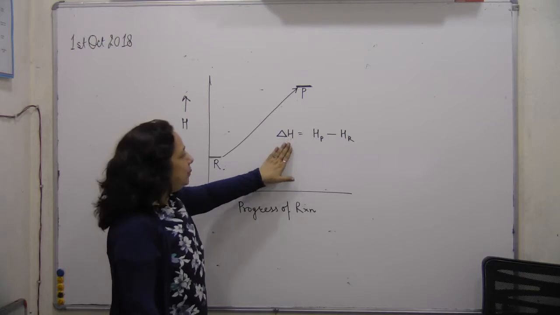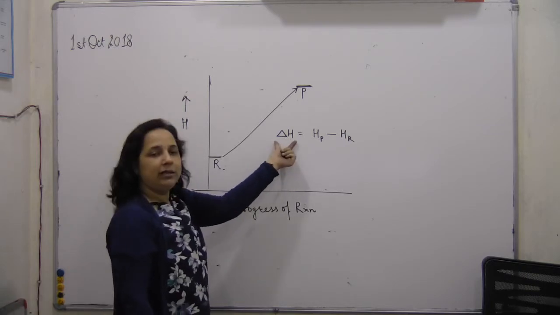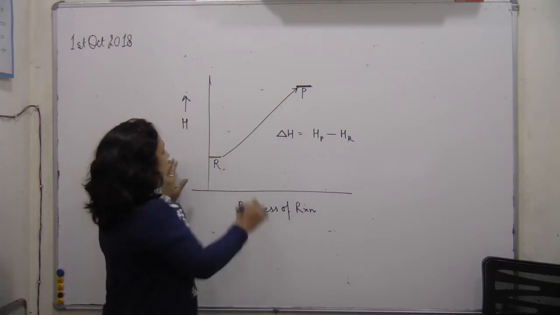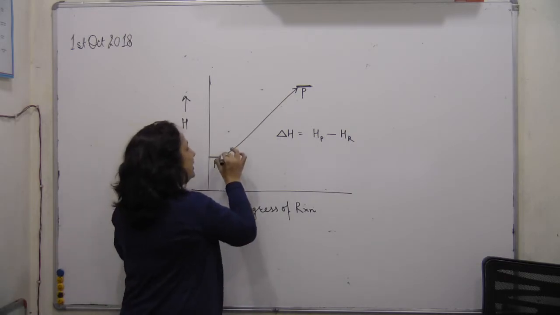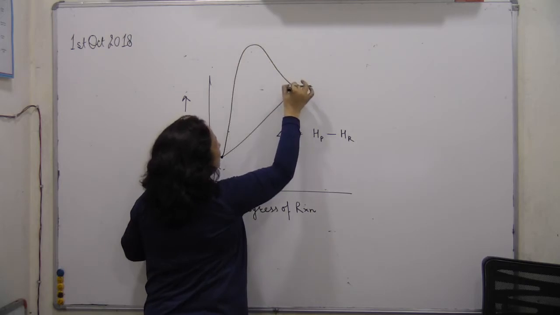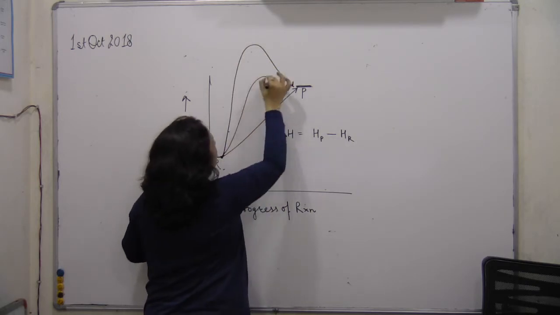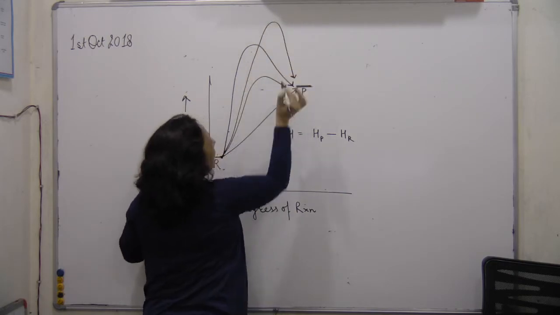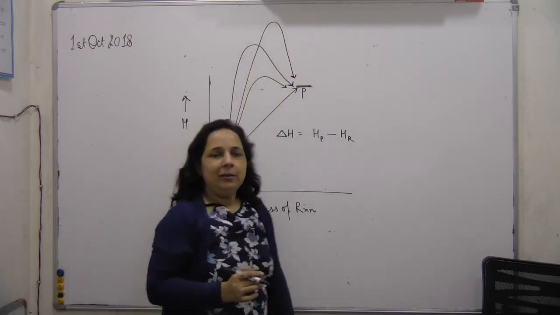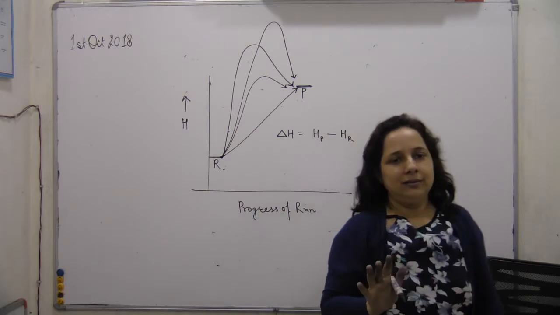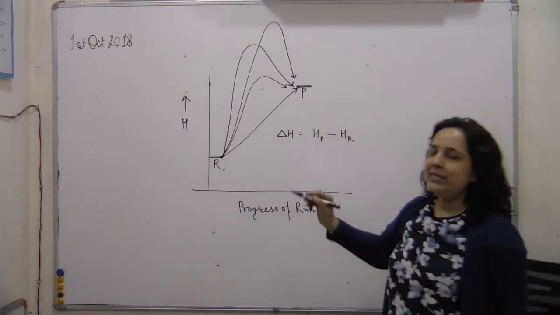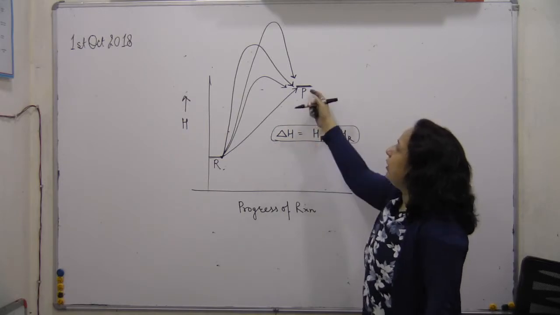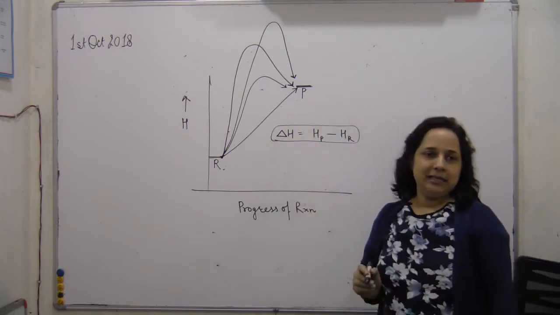Right? It means this delta H depends on what? The final value and initial value. If I go from reactant to product by this route, or by this route, or by this route, hardly matters. Path can be any path. But if the difference of delta H is to be calculated, we have to go for HP minus HR. Is it clear?